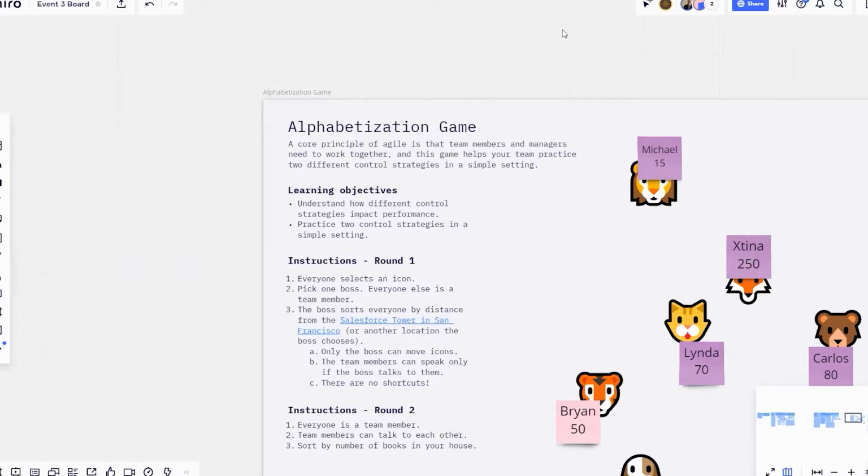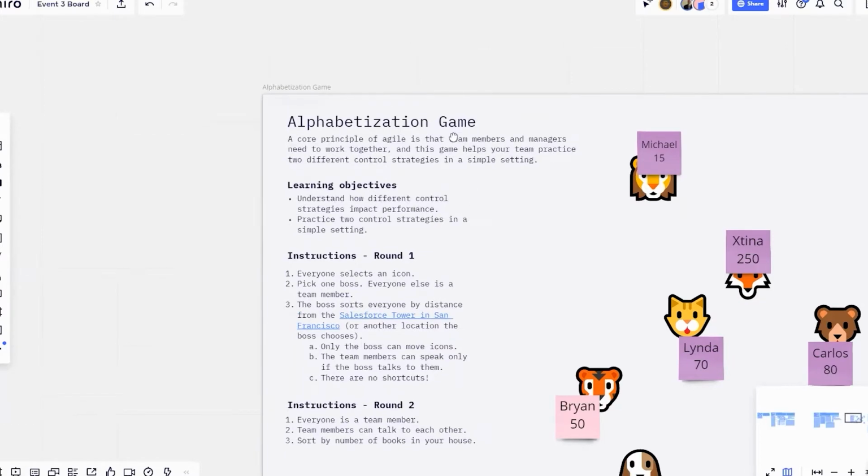But this particular person was asking about how do I get someone to really think about working together versus management versus workers. And so this is a game that came to mind in my research. The core principle of Agile is that team members and managers need to work together. And this game helps your team practice two different control strategies in a simple setting. So the learning objective is to understand how different control strategies impact your performance.